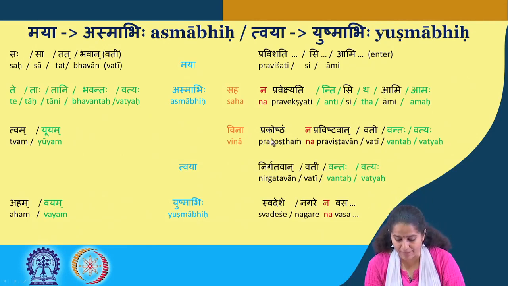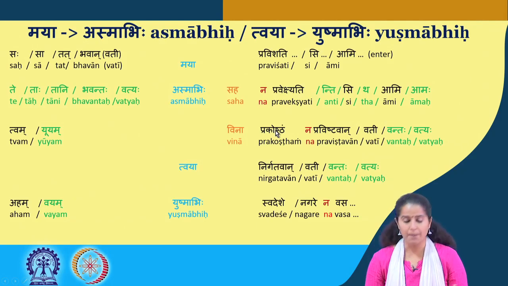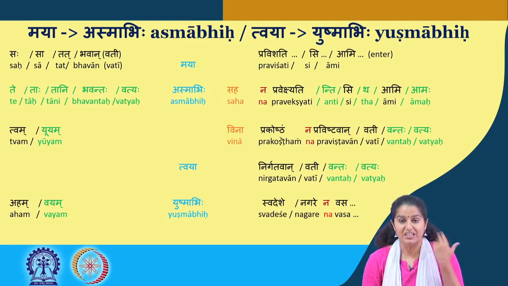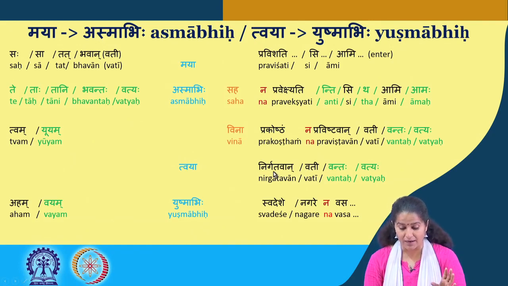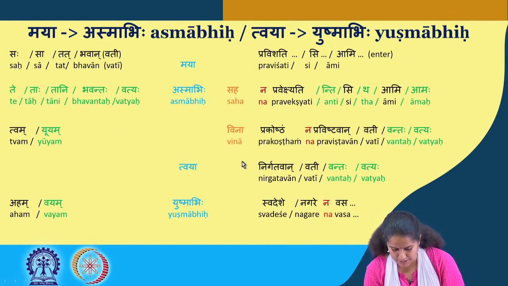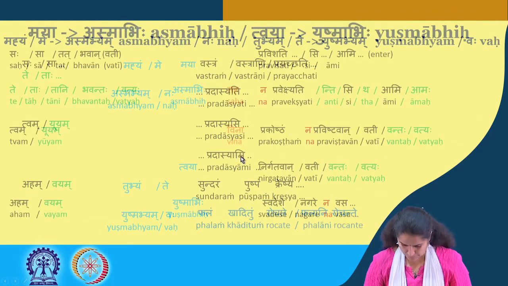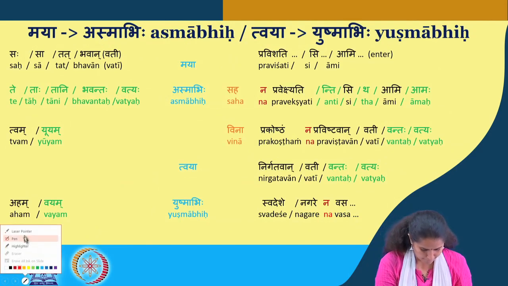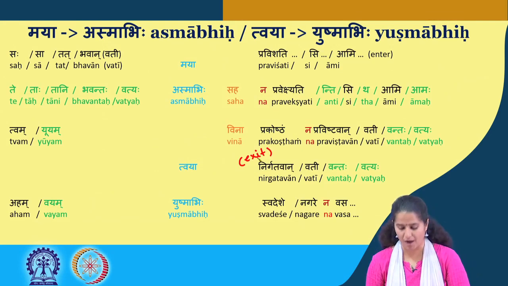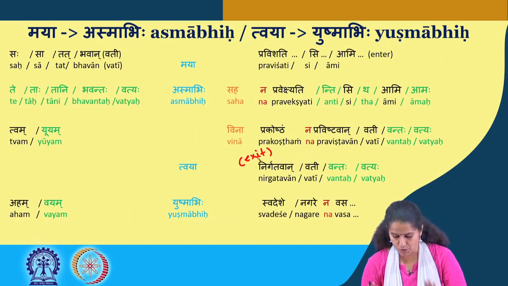The other words that we have here: prakostham na pravishtavan in the past tense. Prakostham is the room, so na pravishtavan, I did not enter. Nirgatavan. So nirgatavan means left, exited. Okay, I'll just write it here. Exit. Okay, nirgatavan. And then the last one, which is an interesting way of saying it, we'll do it with a saha to keep it simple.